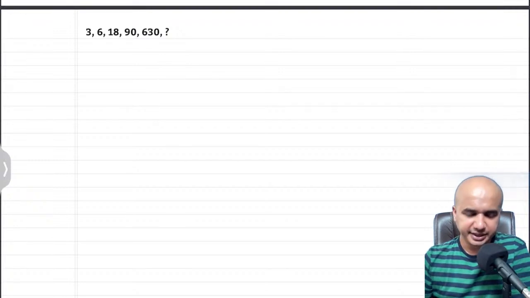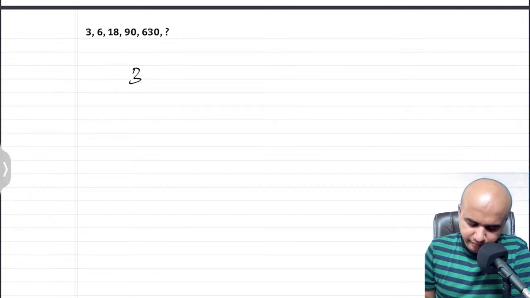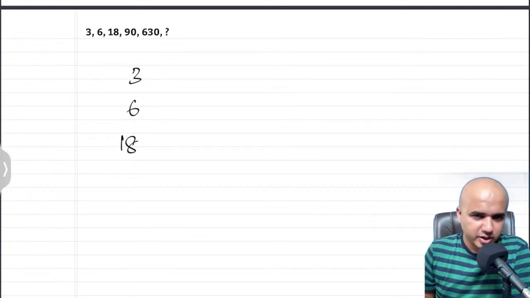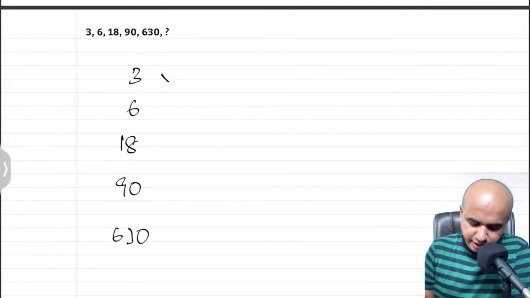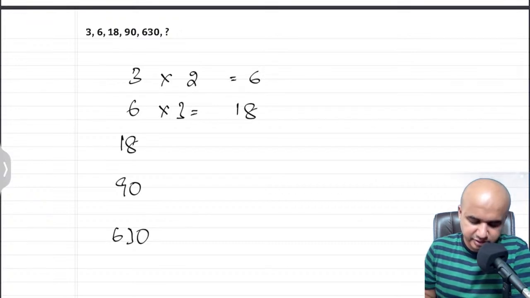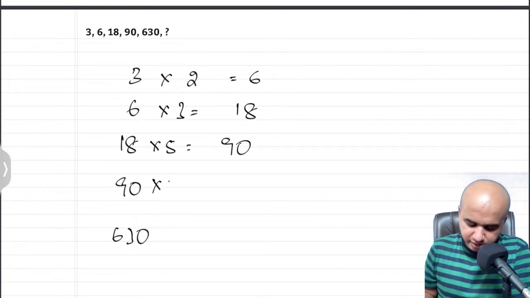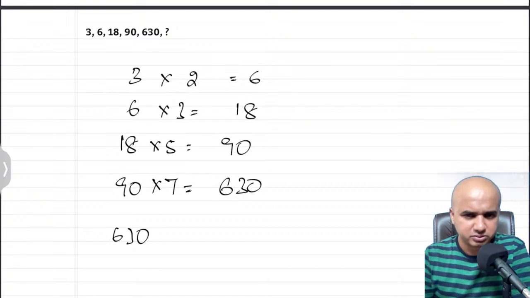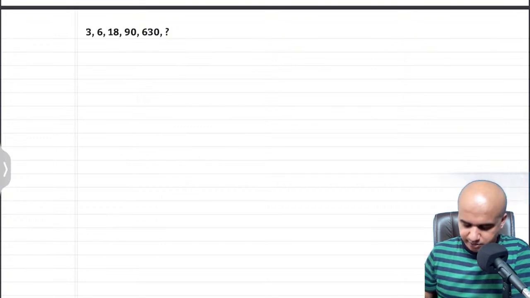3, 6, 18, 90 and 630. 3, 6, 18. Okay, multiplication is definitely involved. That much we can be sure of. And it looks like easy multiplication. We don't have to sweat a lot here. 3 2s is 6. 6 3s are 18. 18 5s are 90. 90 7s are... Yeah, this we have already done, no? It's the same problem again. Okay. Let's not worry about this. Moving on.